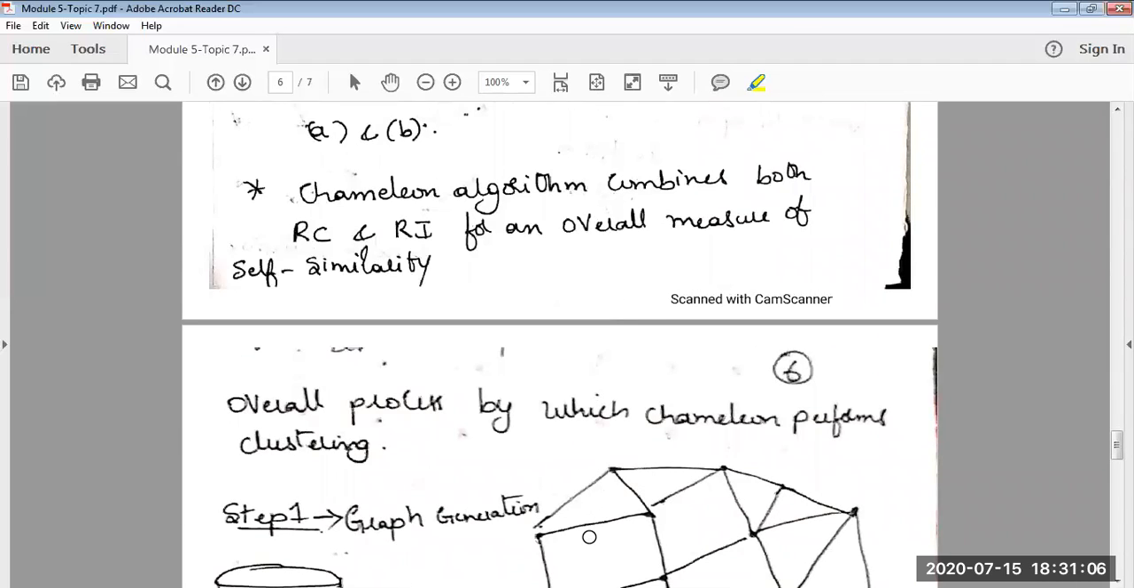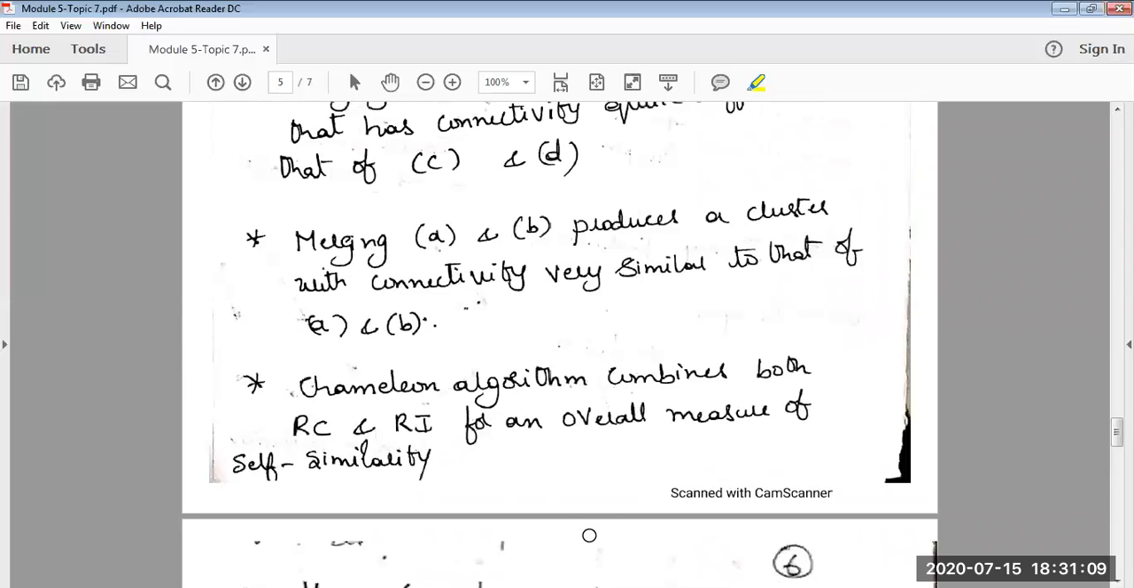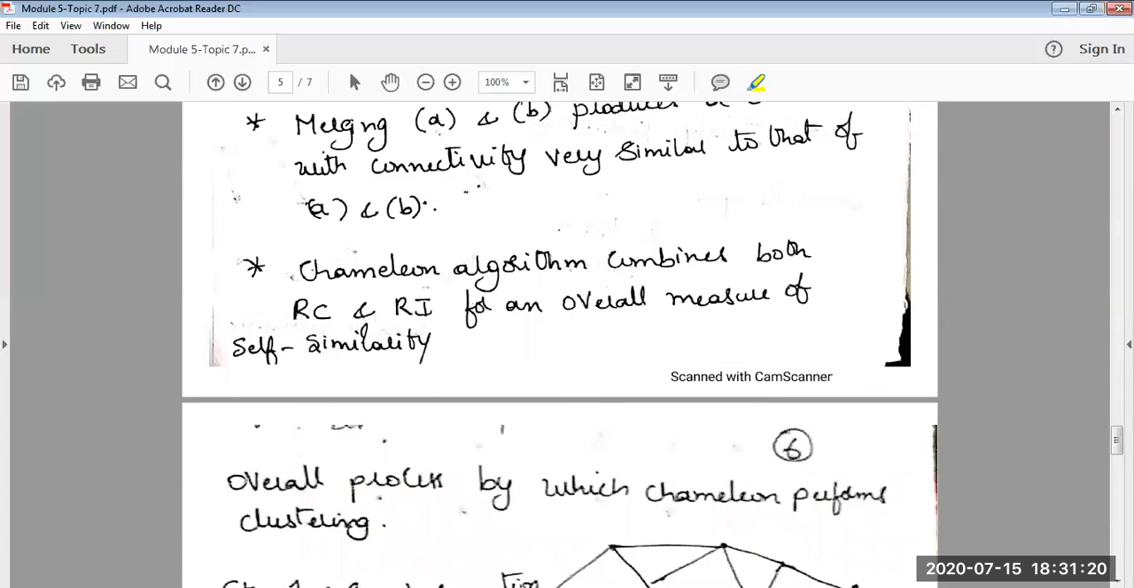So ultimately, Chameleon algorithm ensures that whatever clusters are merged, they are very closely related to one another. Only similar clusters are merged, and the ultimate outcome is you have one big cluster with data points inside which are very closely related.